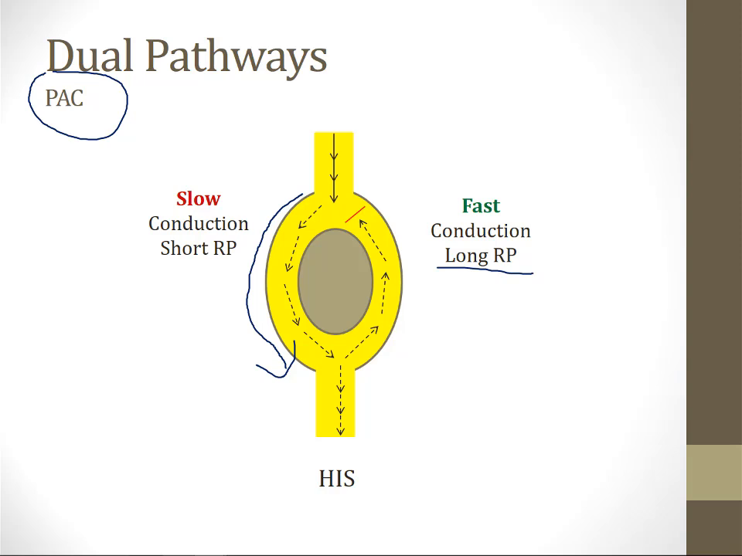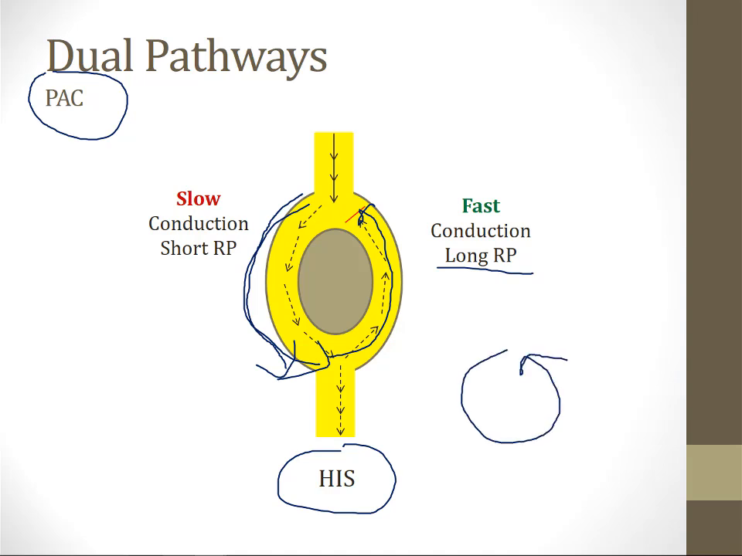We can now have a circuit generated where impulses are going up the fast pathway and down the slow pathway and rapidly depolarizing the His bundle and the ventricles. This will create a tachycardia that is not originating in the SA node like normal electrical activity. Instead, there is a circuit inside the AV node causing the tachycardia, and this is called AV nodal reentrant tachycardia. Importantly, it requires dual pathways and it requires a PAC to get the arrhythmia going.